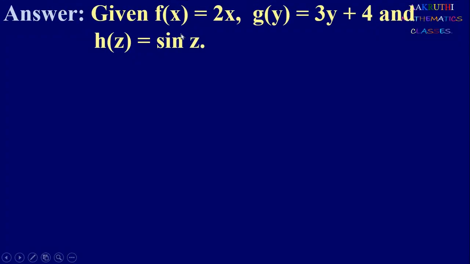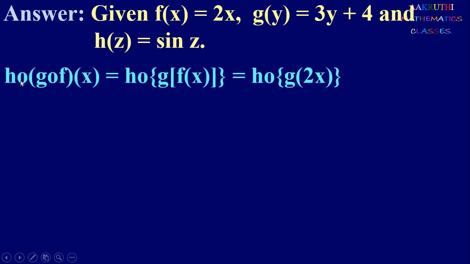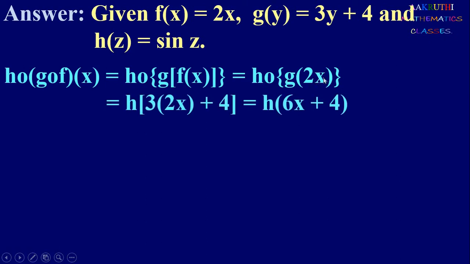Now here it is given f of x is 2x, g of y is 3y plus 4, and h of z is sin z. Now first we find (h composite g) composite f of x. Here g composite f of x is the same as g of f of x. So we substitute for f of x, which is 2x. So we can write h composite g of 2x. And here it is given g of y is 3y plus 4, so g of 2x is 3 into 2x plus 4. So it is h of 3 into 2x plus 4, which is h of 6x plus 4. Now here it is given h of z is sin z, but in place of z we have to write 6x plus 4. So it is sin of 6x plus 4. So therefore (h composite g) composite f of x is sin of 6x plus 4.